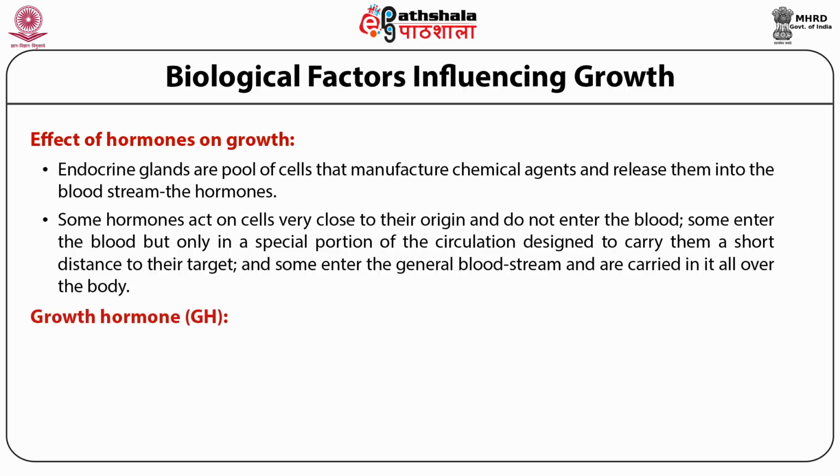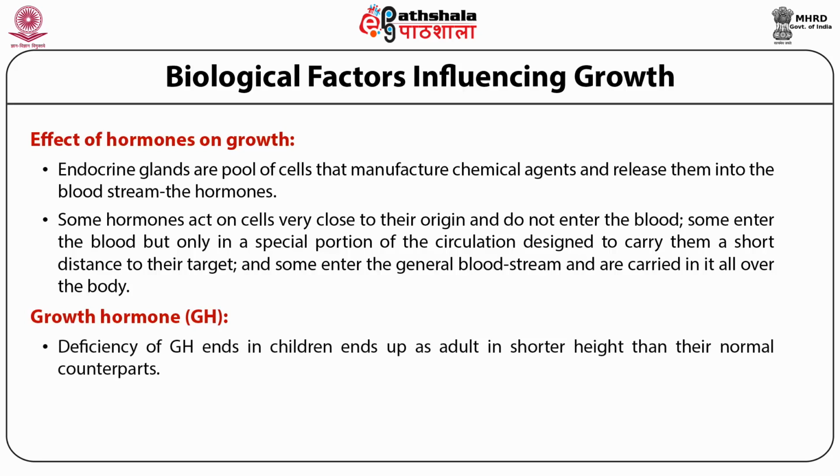Now, growth hormone, which is represented as GH, is one of the most essential hormones for normal growth from birth to adulthood. Deficiency of growth hormone results in adults of shorter height than their normal counterparts. Nowadays, growth hormone can be extracted from pituitary glands and administered to such children by injection. After that, they grow normally. GH is distinctly species specific.